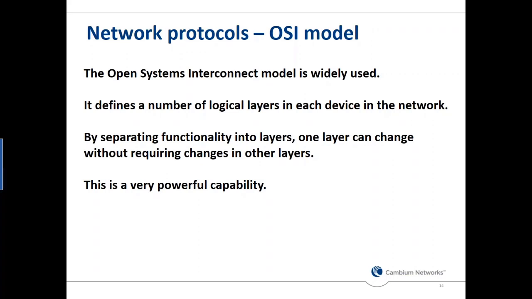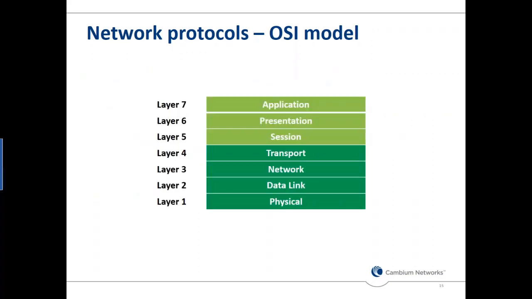So basically, this model breaks down a network device or a network, any kind of computer networking functionality, into 7 logical layers. The purpose of doing that is that by separating functionality into these layers, one layer can change. I'll get to an example of this in a moment, but it's very useful to be able to change different layers in this OSI model stack of 7 layers without having to change any of the others. I'll show it now. So this is the OSI model.